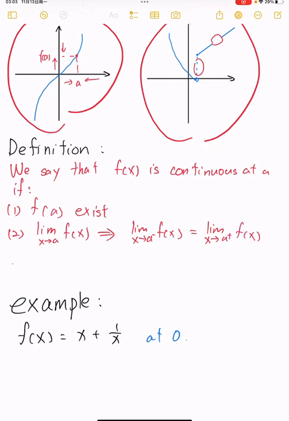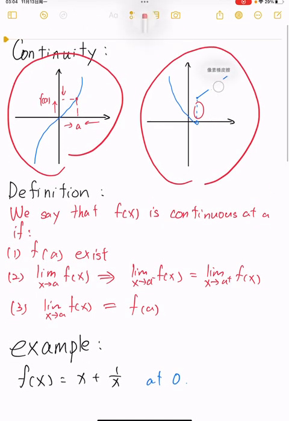We also need that the limit at A equals the value at A, since we may get cases like this, where we can calculate the limit at A, but it does not equal the value at A. Obviously, this is not continuous.